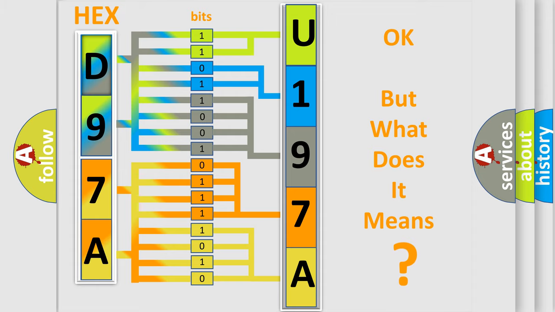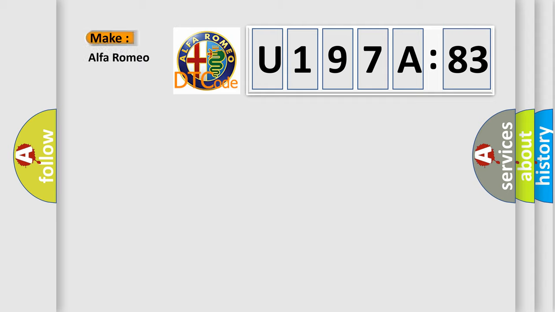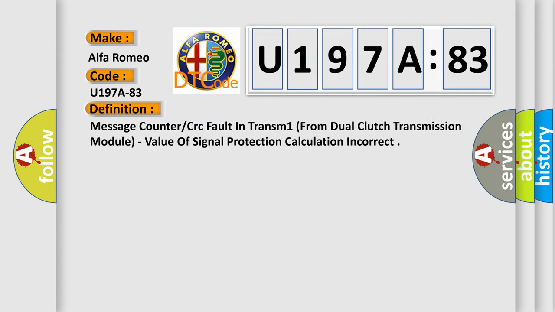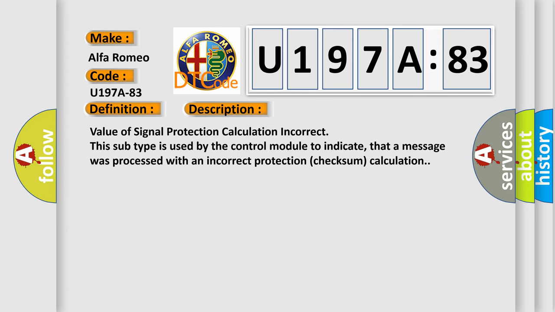The number itself does not make sense to us if we cannot assign information about what it actually expresses. So, what does the diagnostic trouble code U197A-83 interpret specifically for Alfa Romeo car manufacturers? The basic definition is message counter or CRC fault in frame 1 from dual clutch transmission module, value of signal protection calculation incorrect. And now this is a short description of this DTC code. Value of signal protection calculation incorrect. This subtype is used by the control module to indicate that a message was processed with an incorrect protection checksum calculation.